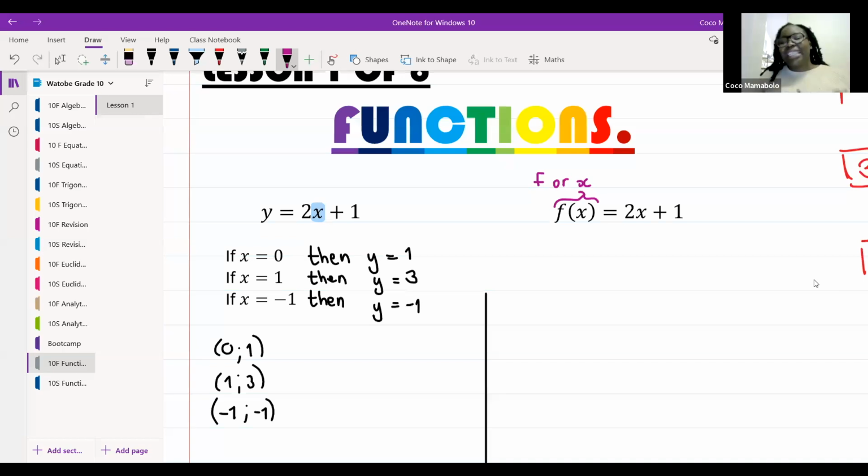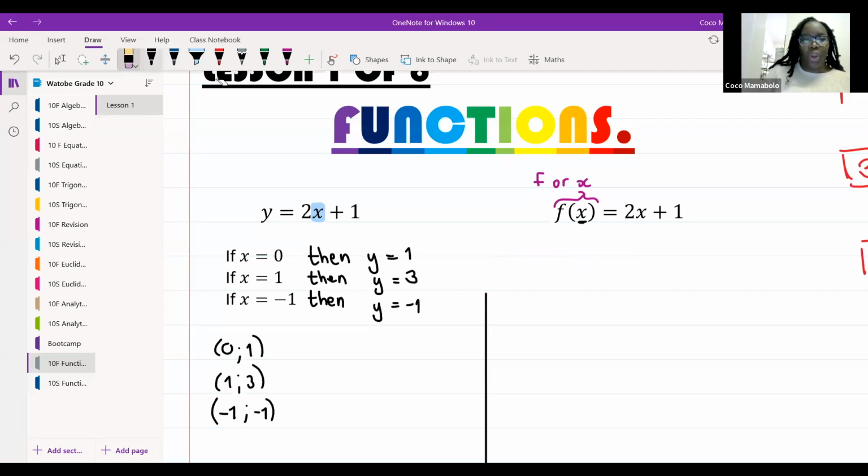And what f of x actually means is we are looking at the function in relation to x. Okay. In relation to x. Right. We're looking at the function in relation to x. So what this is actually saying is, whatever x is over here, I'm going to replace that with x over here.